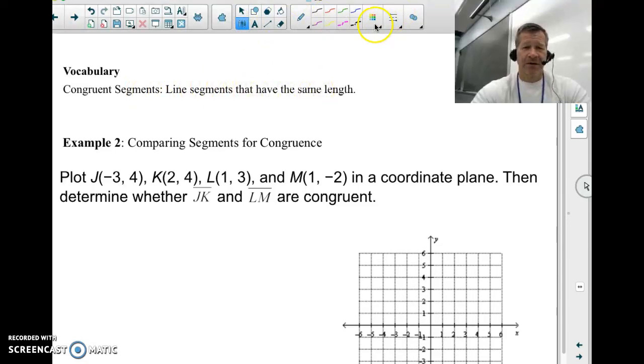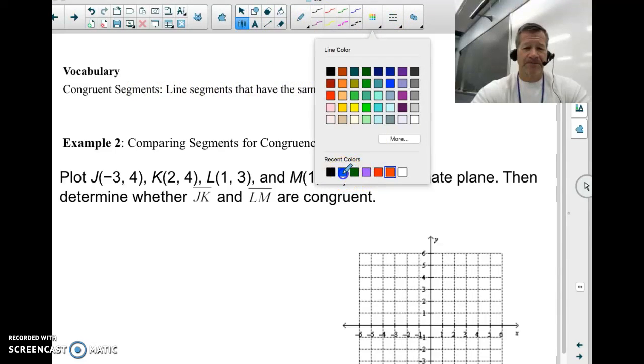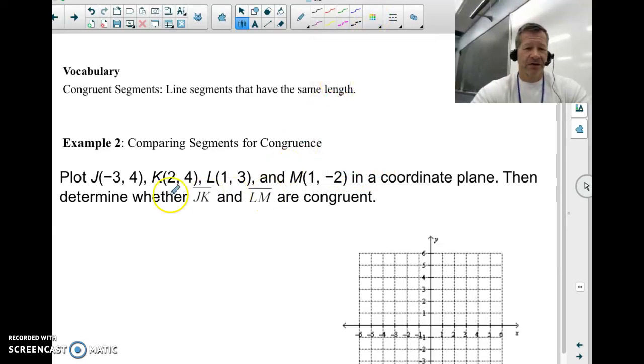Okay. So what I'm going to do here is answer this question where it says to plot point J, K, L, and M in a coordinate plane. Now, then determine whether JK and LM are congruent. So see if they have the same length, in other words.